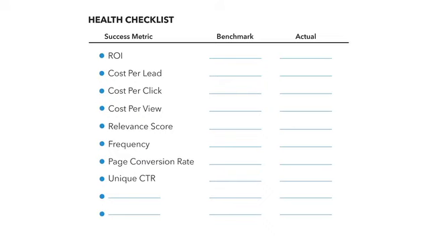All right, guys, so go ahead, download this health checklist. It's in the workbook. Again, start using that weekly. And in the next video, we're going to start talking about what to do once you have these metrics. So what does troubleshooting look like? How do you go about making these traffic campaigns better?